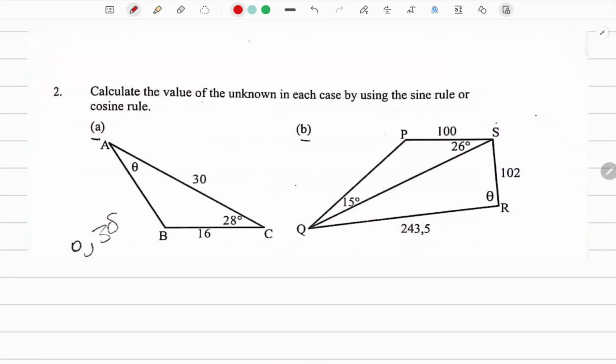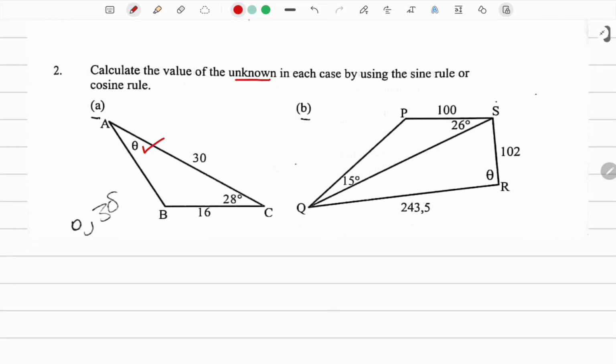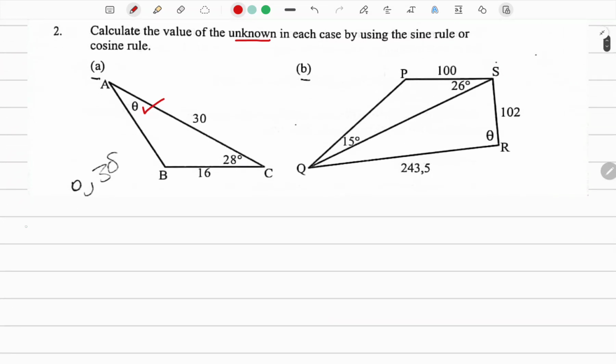Right, we want to calculate the value of the unknown. We want to find the value of theta in 2A. So we start by writing the solution to 2A, and to find the value of theta, we proceed as follows.